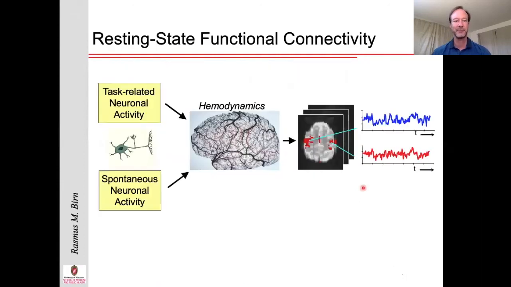So in summary, in addition to task-related neuronal activity, we have spontaneous neuronal activity that occurs actually even on top of the task-related neuronal activity. Both of these cause the hemodynamic changes that we can detect with MRI. So in the next lecture, I'll be looking at different pieces of evidence for why these resting state functional connectivities do indeed have a neuronal origin.